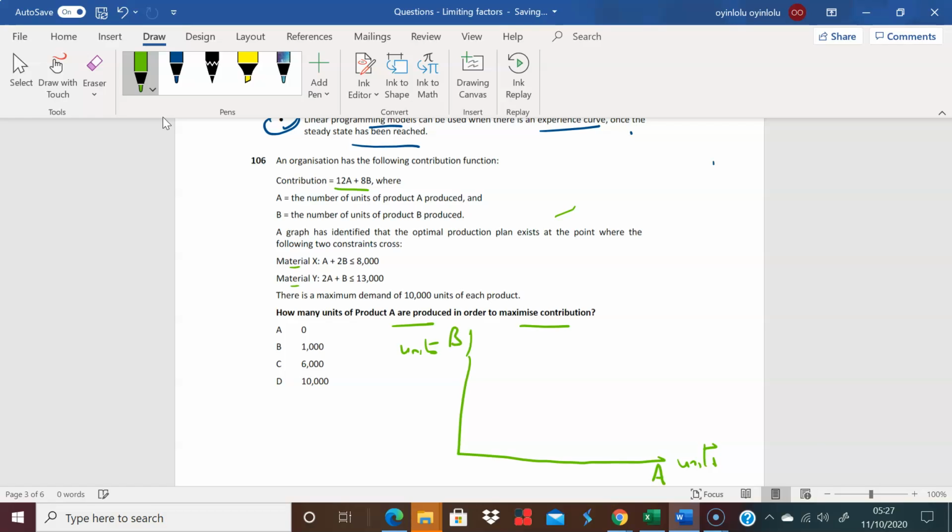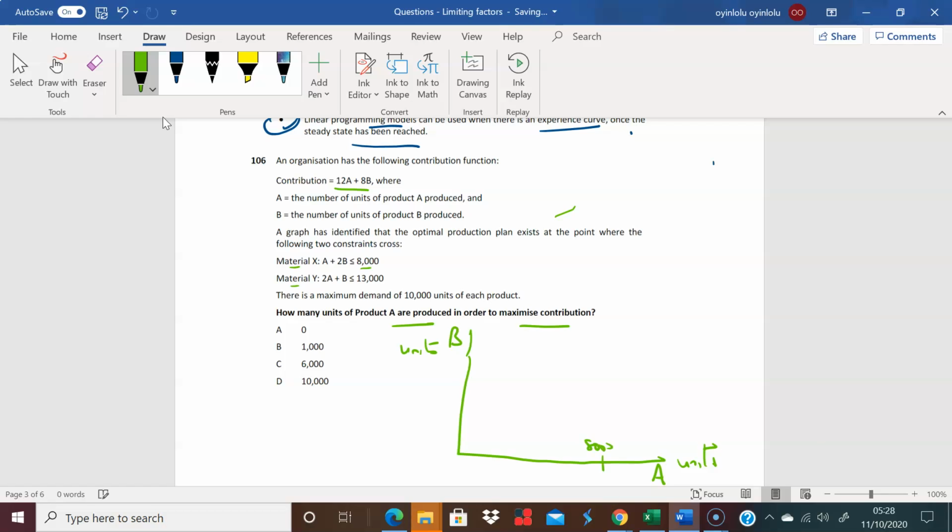It doesn't matter. So I have 8,000 kilograms of this raw material. So with this, therefore, if I choose to make none of B, I could make 8,000 units, right? That's what I'm saying. I could make 8,000 units. So I will put 8,000 over here.